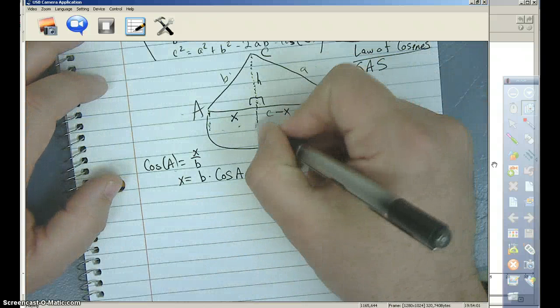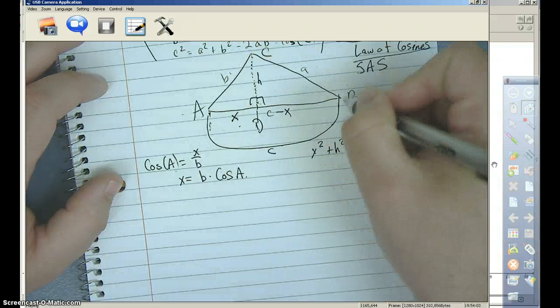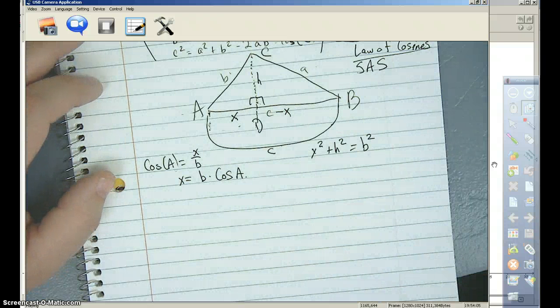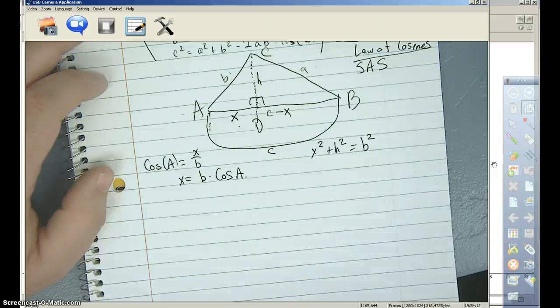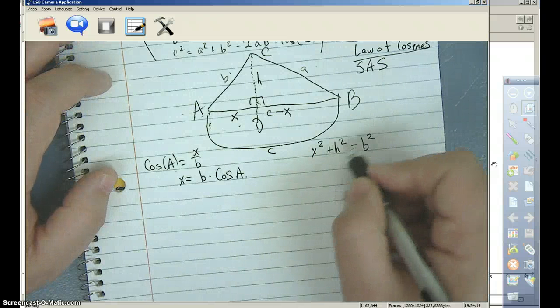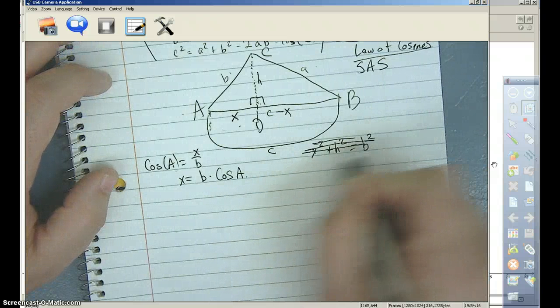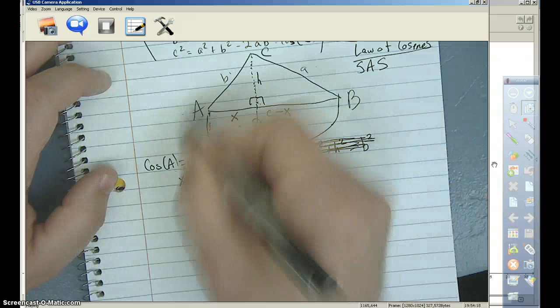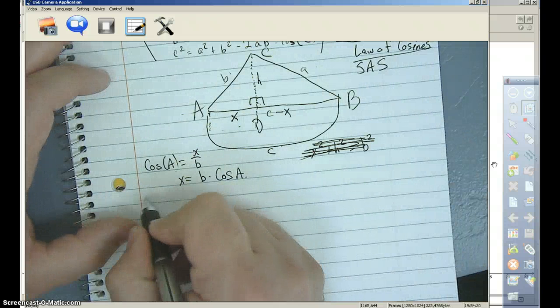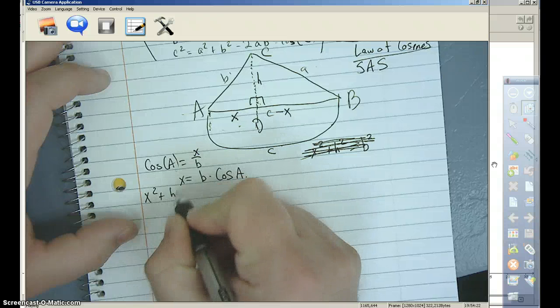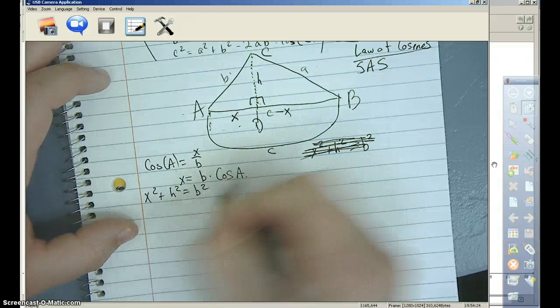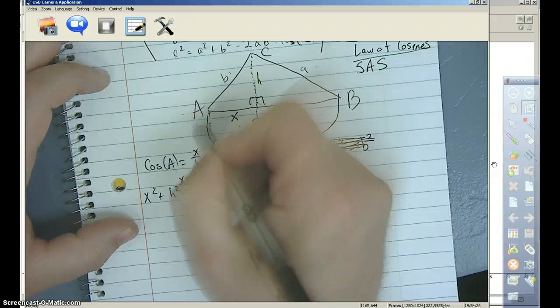All right, now let's look at the other triangle. If this was point D right here where we drop, we call this triangle CDB. So let's look at triangle CDB. First of all, let's use the Pythagorean theorem. And you know what I'm going to do? I'm going to cross this out, because it really goes to this triangle, so I'm going to write it over here. x squared plus h squared equals b squared.